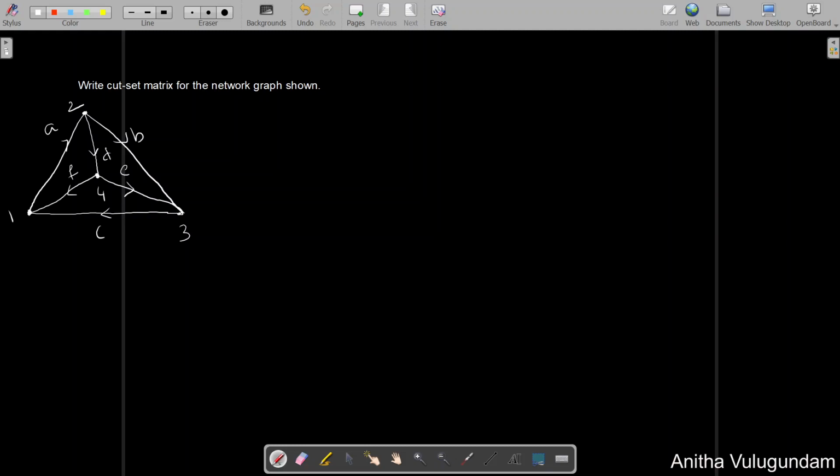In this video, I'll explain one more example on cut set matrix. Write cut set matrix for the network graph shown. Let's write the number of nodes, n equal to, here we have total 1, 2, 3, 4 nodes. Number of nodes equal to 4. I'm just naming the nodes here.